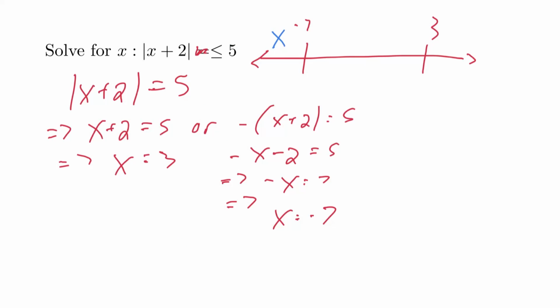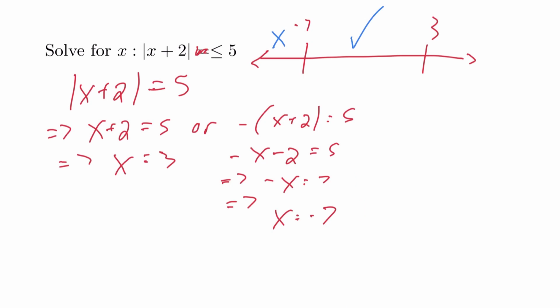Let's check the middle interval, minus 7 to 3. What's the simplest number I can pick there? How about x equals 0? Which is very convenient to work with. It's the only reason I pick it. There's nothing special about it. Then I plug it in. Absolute value of 0 plus 2. So 2. Is 2 less than or equal to 5? Yes. So this is a region of success. Everything in that interval will be a solution.